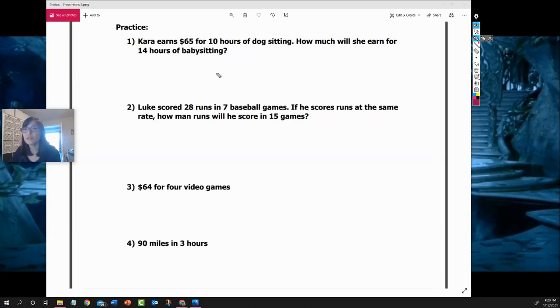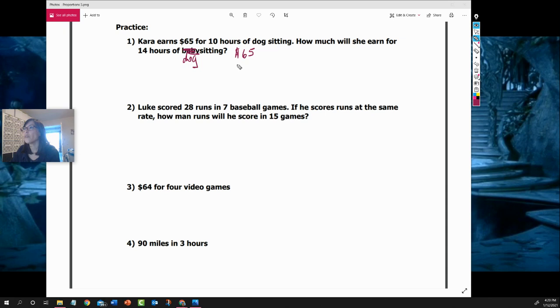Sometimes we need to find the missing value when we are given a proportion. Here is a word problem that gives that example. For instance, Kara earned $65 for 10 hours of dog sitting. How much will she earn for 14 hours of dog sitting?